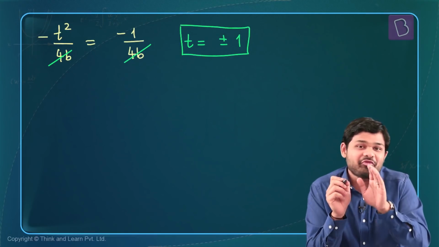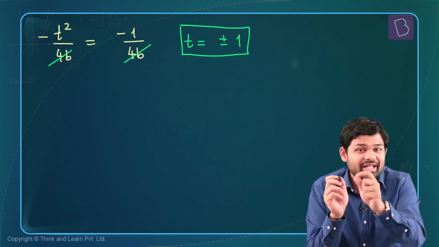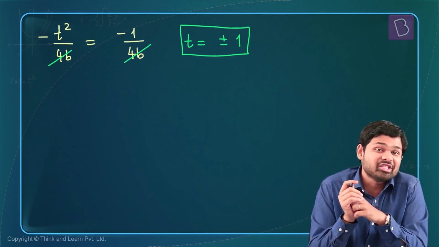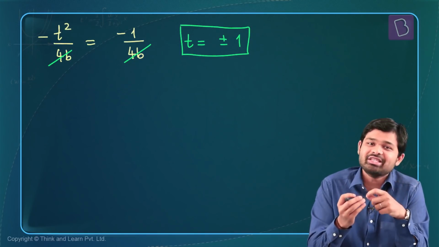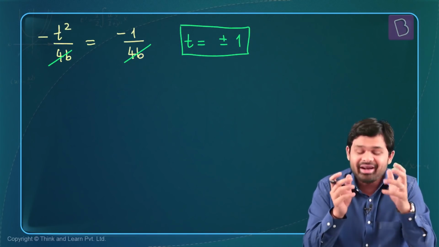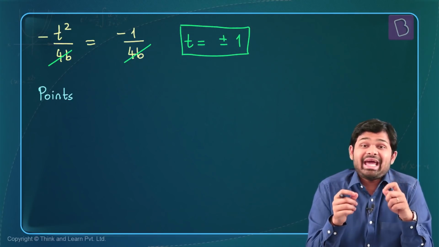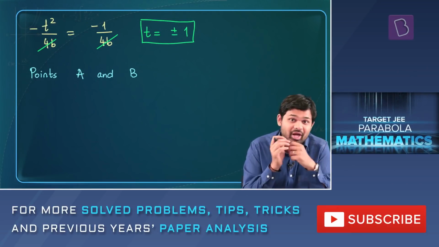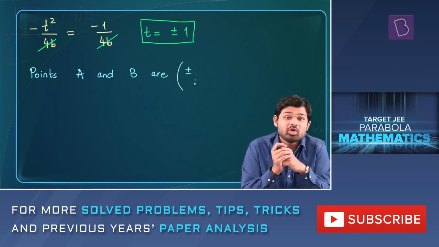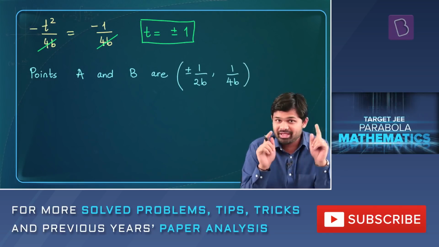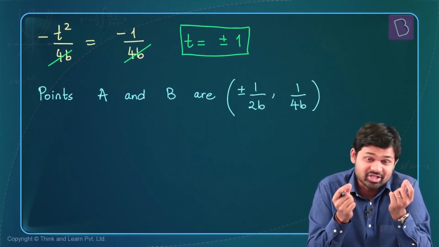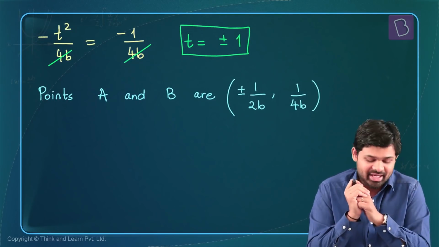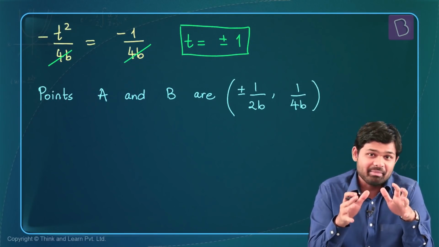So if you put the value of t equal to plus 1, you get the coordinates of A. You put the value of t equal to minus 1, you actually get the coordinates of point B. That is how beautiful this question is. Everything is so closely interrelated. So points A and B in terms of b, the small letter b, are going to be plus or minus 1 upon 2b, comma 1 upon 4b. Remember, the y coordinate is going to remain the same, but the x coordinate will swap in sign when we move from A to B. So these are the coordinates of points A and B.